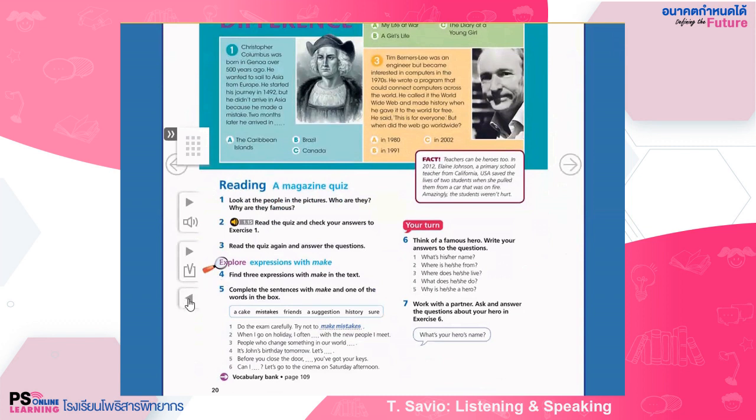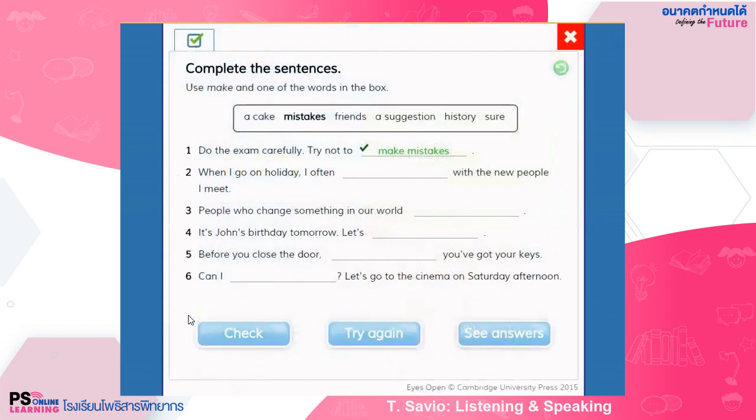The next exercise. Complete the sentences with make and one of the words in the box. Let's see it in the template. Number 1. Do the exam carefully. Try not to make mistakes. So mistakes has been taken from here with the use of the word make.